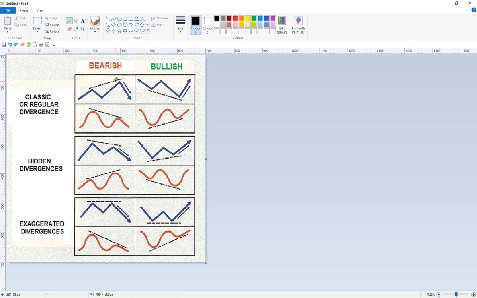So here they're going in opposite directions. Here they're going in opposite directions, but after that the market changes direction according to the RSI. Here you can see this is a bearish scenario because it's going down, and here is a bullish scenario when the market is going up and it changes direction according to RSI. So that's one thing for regular divergence.